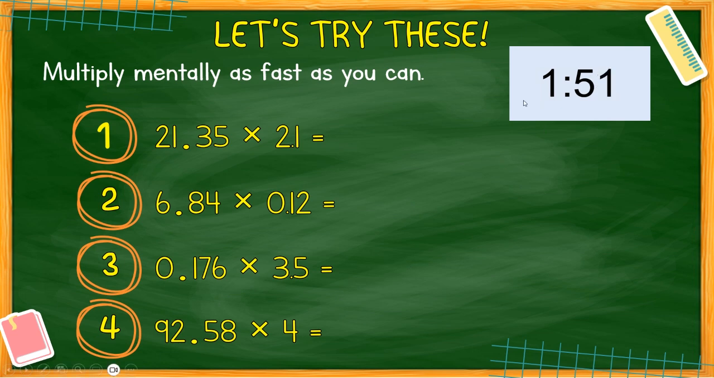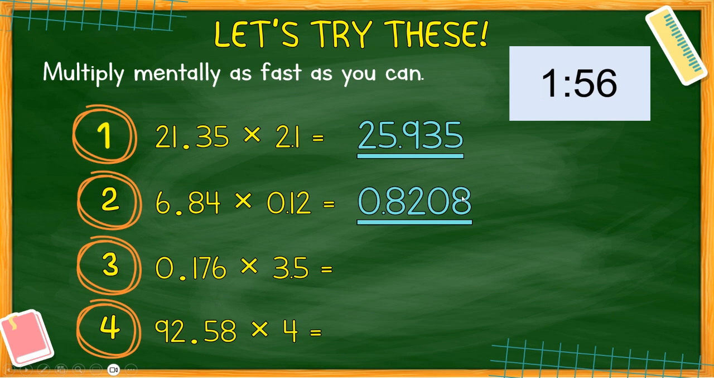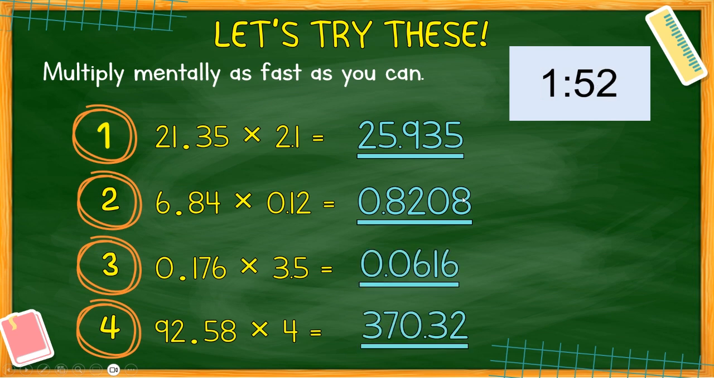Okay, I think you're already done. So let's reveal the answer for number 1. This should be the answer. Number 2, number 3, and number 4. I hope you already got the perfect score for number 1, number 2, number 3, and number 4.